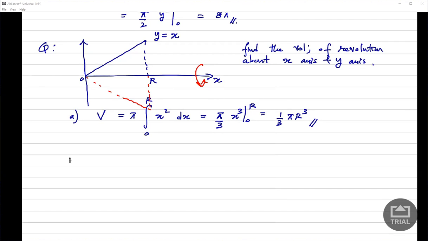Now the b part, what would be the b part? So when x is equal to r, y is also r, right? So the volume would be pi, again 0 to r, y squared dy. It's a very easy question. So again, you get the same answer.